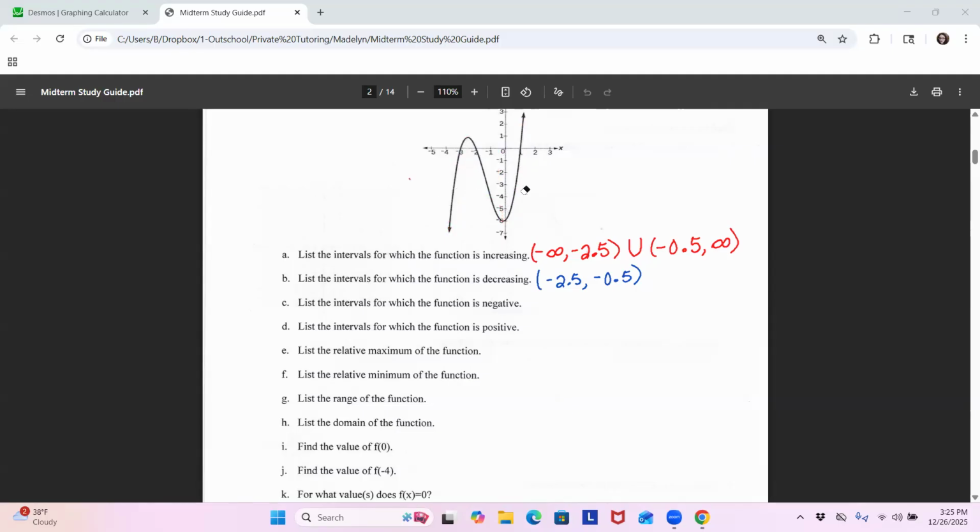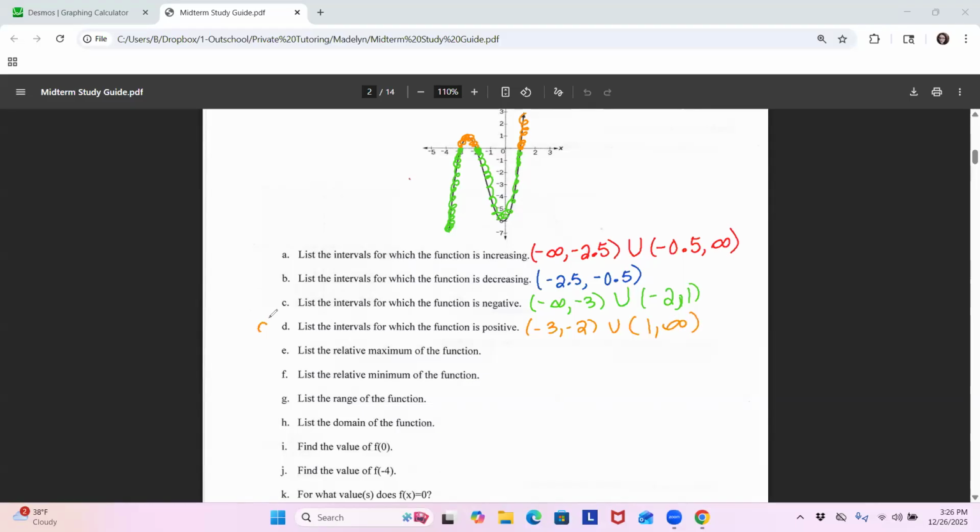Okay, so list the intervals for which the function is negative. So that's anything under the x-axis. So from your very left to -3, and then from -2, that's still under, to 1. That's a comma. Okay, positive is when you're above the x-axis. So here, -3 to -2. And again, you're only looking at x values for this. And 1 to forever.